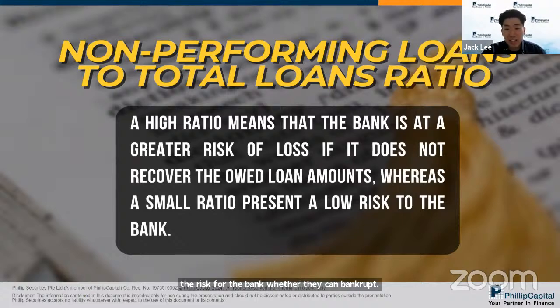So looking at this, of course, the lower the better for non-performing loans. If a bank has very low non-performing loans, it means the risk for the bank is very low. Okay. So if we look at other banks, actually Singapore's non-performing loan ratio is quite low. So technically, theoretically, Singapore banks are safer than banks in other countries. Okay.